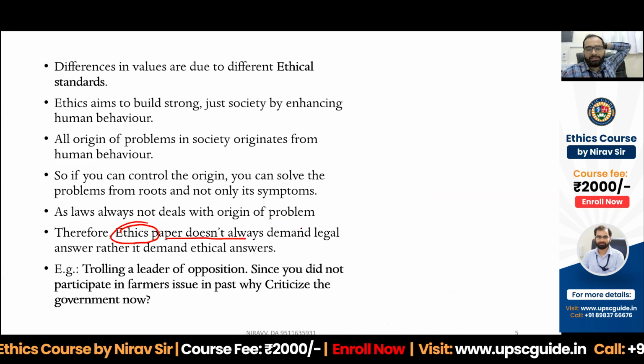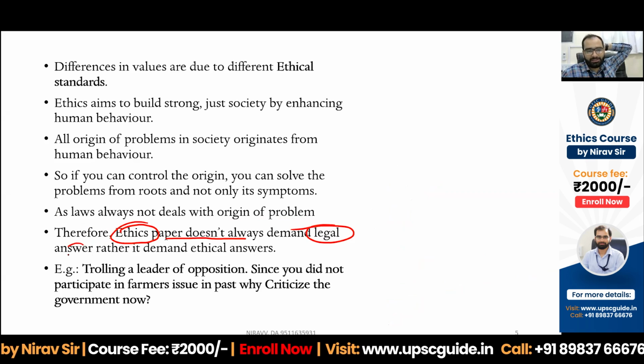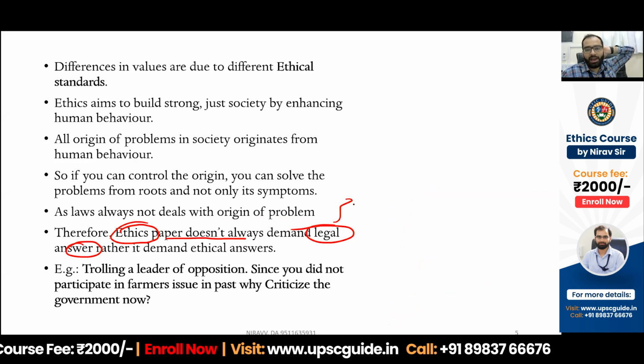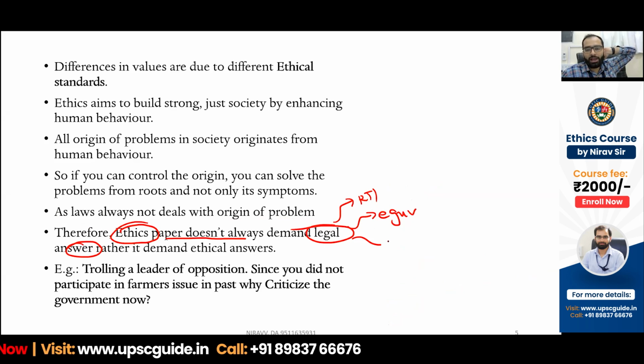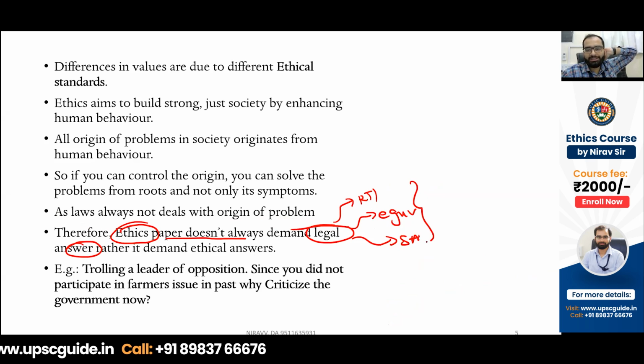That they always, you can say, write the legal answers. Are you understanding? What do they write? कि RTI implement करो. वो क्या लिखते हैं? E-governance लेके आओ. वो क्या लिखते हैं? Social audit करो. But this is all, you can say, legal answers.